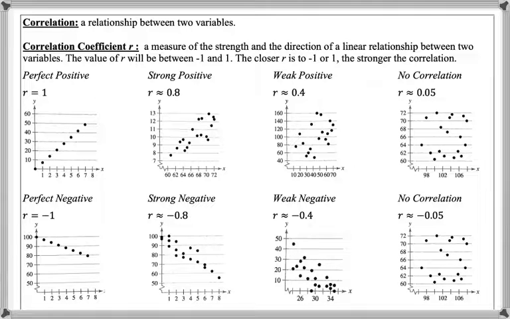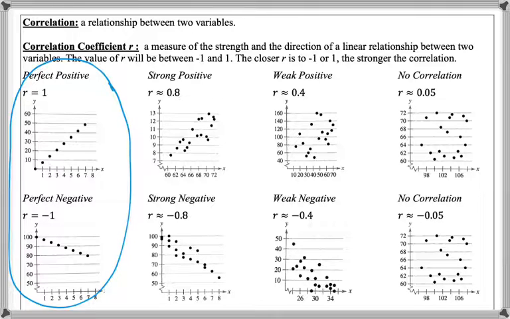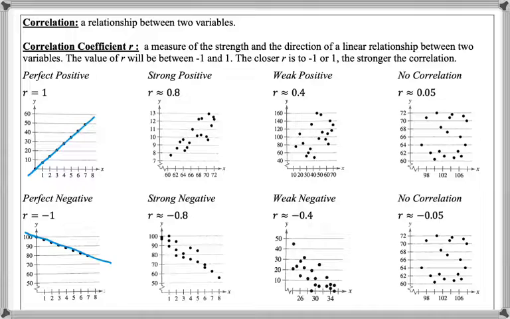Correlation is a relationship between two variables. The correlation coefficient is a measure of the strength and the direction of a linear relationship between two variables. The value of r will be between -1 and +1, and the closer r is to -1 or +1, the stronger the correlation. So if r is equal to positive or negative 1, these have perfect correlation, meaning all of the dots line up, and +1 corresponds to a positive slope, -1 corresponds to a negative slope.